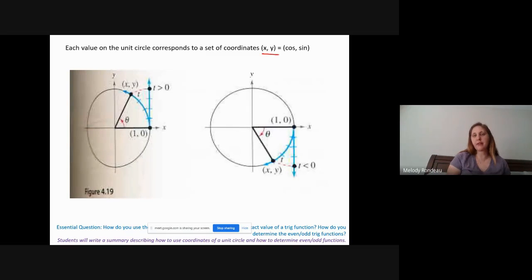This is what you should be writing right above those pictures. And I know these pictures are not great, but they kind of give us the idea. We're going to be looking at everything on a graph. So our unit circle is always going to be on a graph in reference to the coordinate plane. And again, X and Y correspond to cosine and sine.